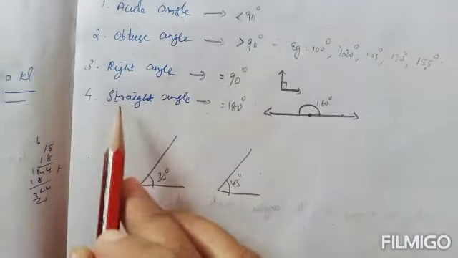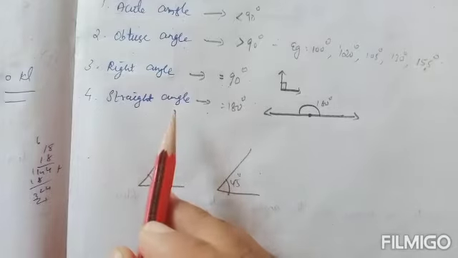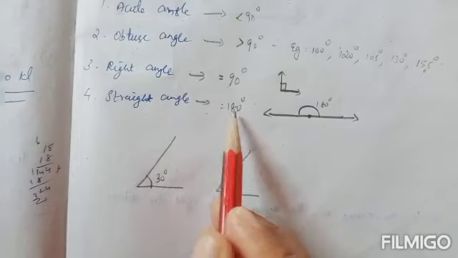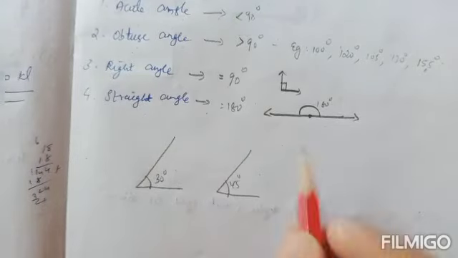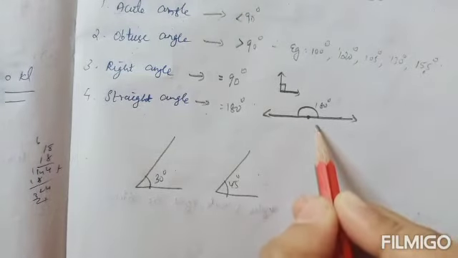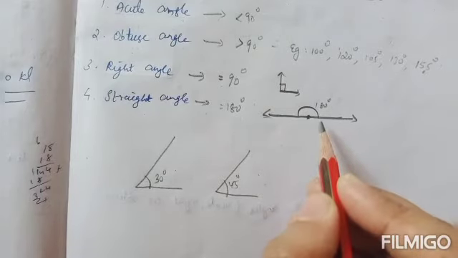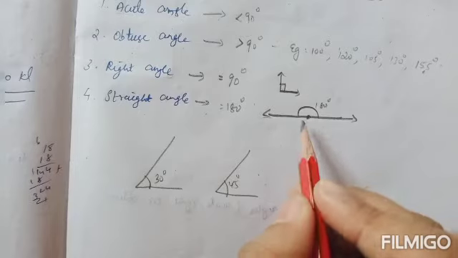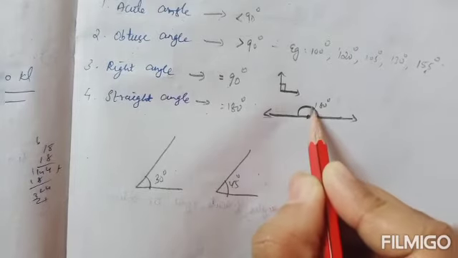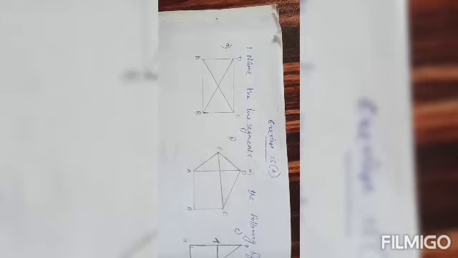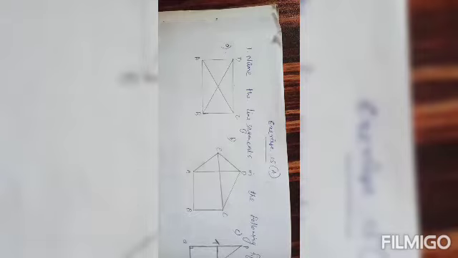Next, fourth type, straight angle. If the measurement of angle is 180 degree, it is called a straight angle. So here this is a straight angle. The angle formed by a straight line is called a straight angle. This angle is 180 degree. Measuring angle and construction of angle, let us study in the next year.